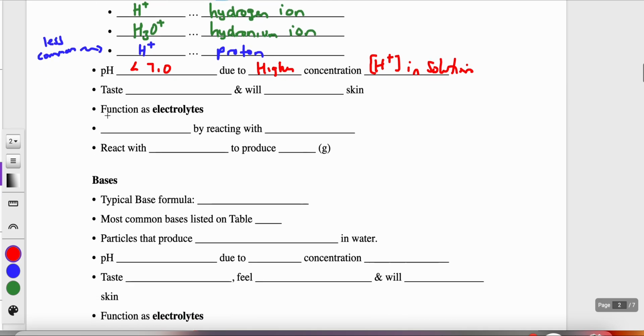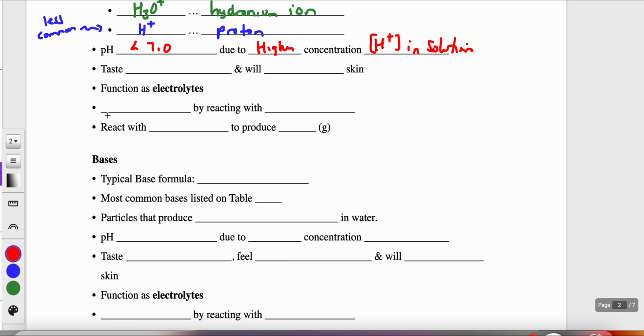Now acids, you have probably tasted acids in food because there are lots of foods that are acidic by nature, but they tend to taste sour. And if you have a really strong acid and it gets on your skin, it will actually burn the skin. Acids function as electrolytes. They conduct electricity.